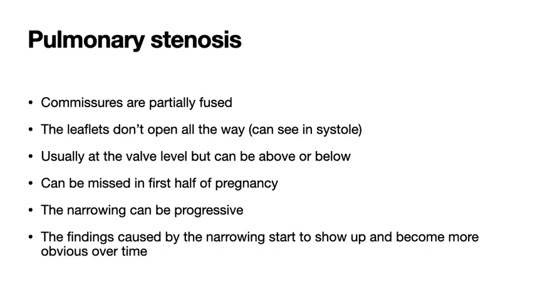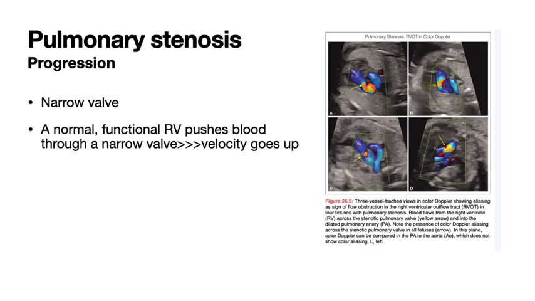Pulmonary stenosis is actually kind of easy to miss in the first half of pregnancy because it can be progressive. So very early on, it may not be showing much in the way of ultrasound findings. But over time, the narrowing progresses, and the things that the narrowing causes in terms of ultrasound findings start to become a little more obvious. All right, let's talk about what happens as it progresses. So the commissures are slightly fused. They don't open up all the way, and they don't close all the way, and you can see them.